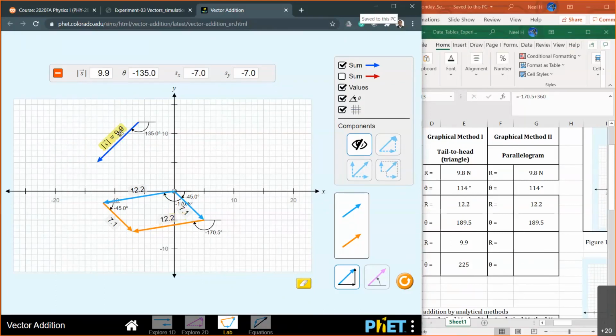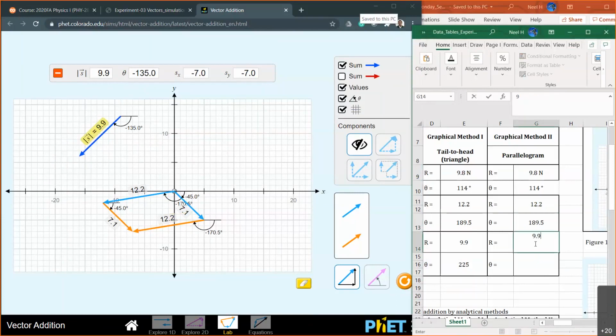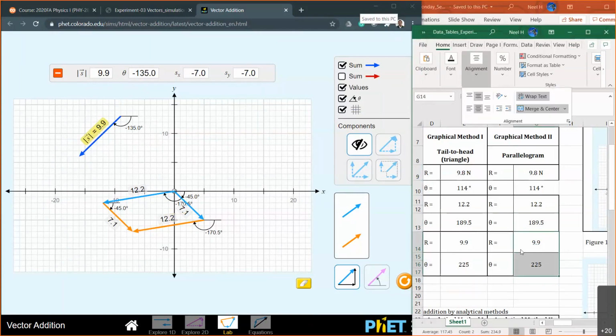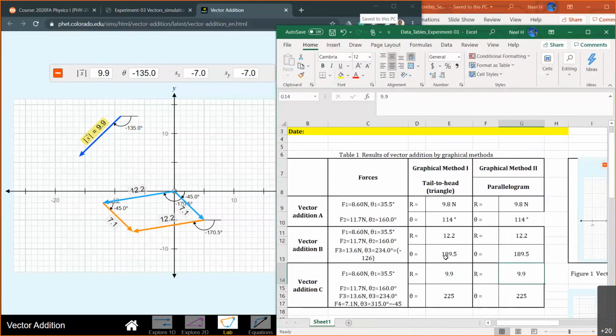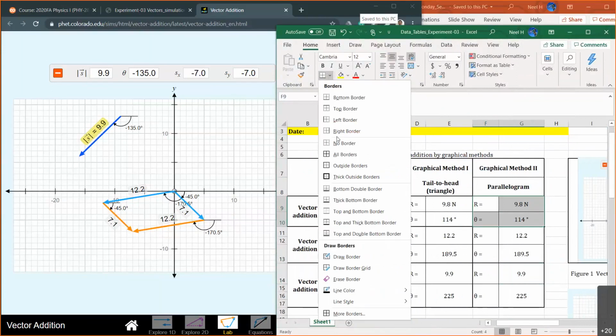Question. Magnitude of the resultant: 9.9. Direction: you can see the simulator gives you a negative angle, but we don't like that. So minus 135 plus 360 gives the positive angle we would like to see, right? You should always have a positive angle to represent the vector. There's nothing wrong with representing the vector with a negative angle, it's the same idea, but we would like to always use the positive angle. Okay.